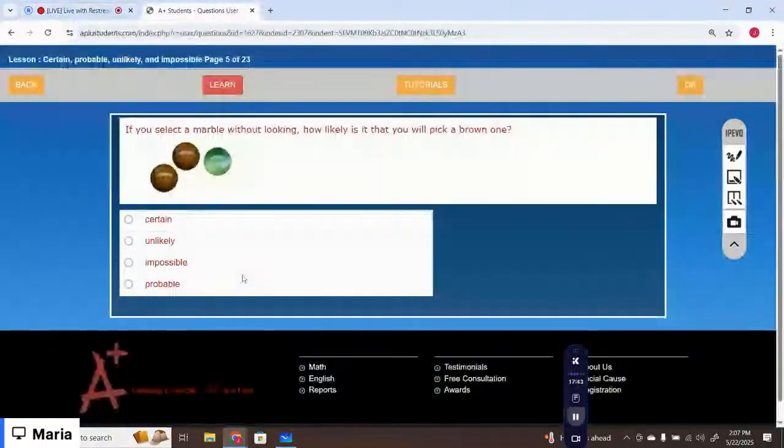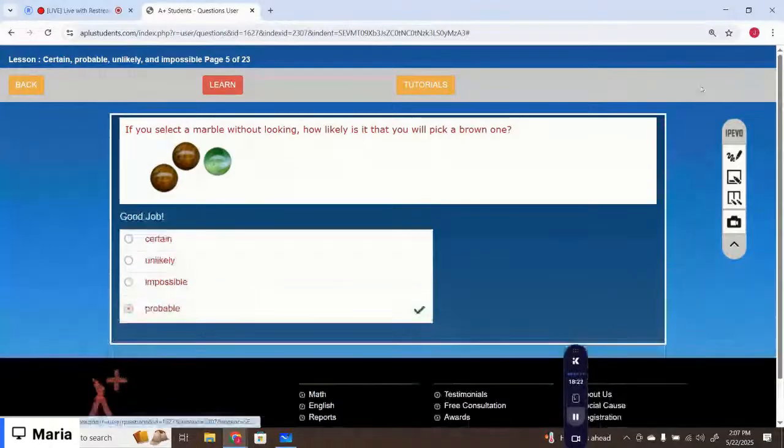Okay, if you select a marble without looking, how likely is it that you will pick a brown one? So we have two brown marbles and one green marble, right? It is probable that you will pick a brown one. The correct option is probable.